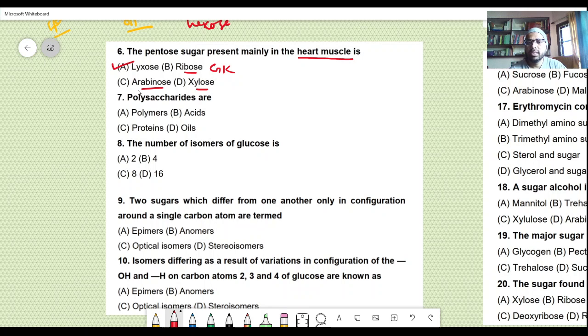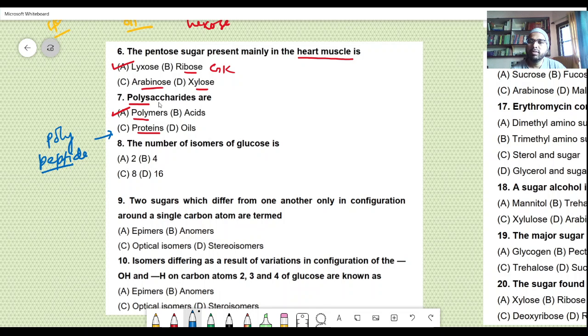The next is polysaccharides. The name itself says it's a polysaccharide. It's a polymer, and it's not an acid. It's not a protein, because proteins are polyamino acids. These are polypeptides, which is quite close to that.